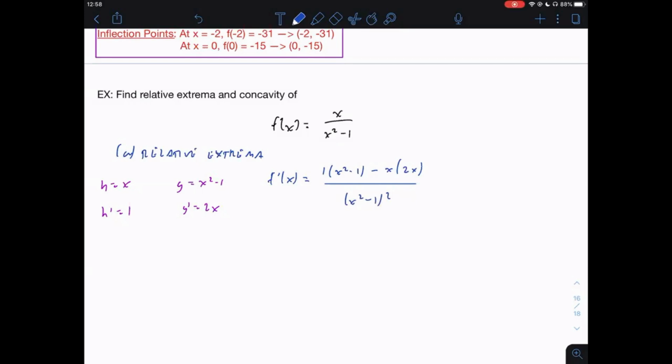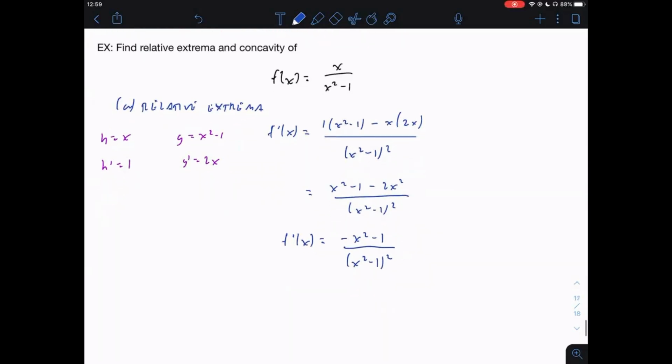Okay. All right. So now let's simplify the top here. Let's distribute and combine like terms. So we're going to get x squared minus 1 minus 2x squared, all over x squared minus 1 squared. Combine the like terms. That gives us our first derivative to be negative x squared minus 1 over that denominator here.